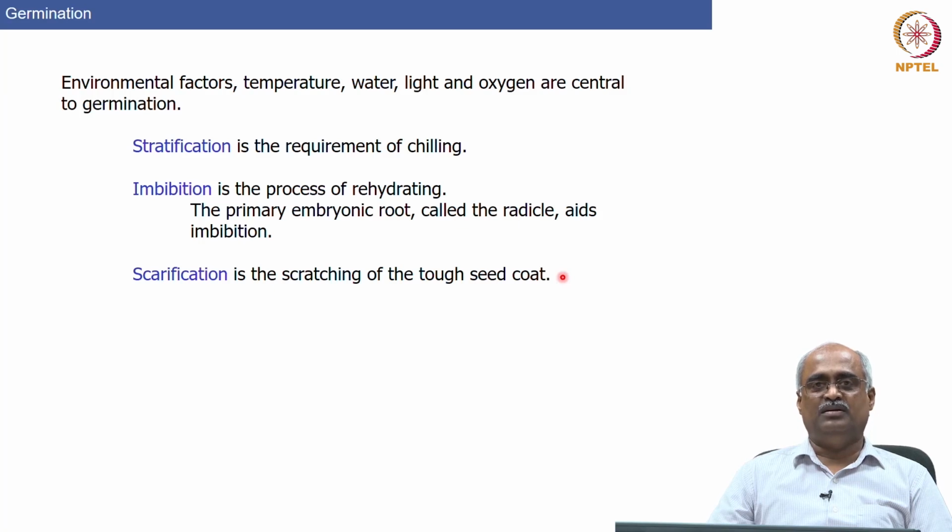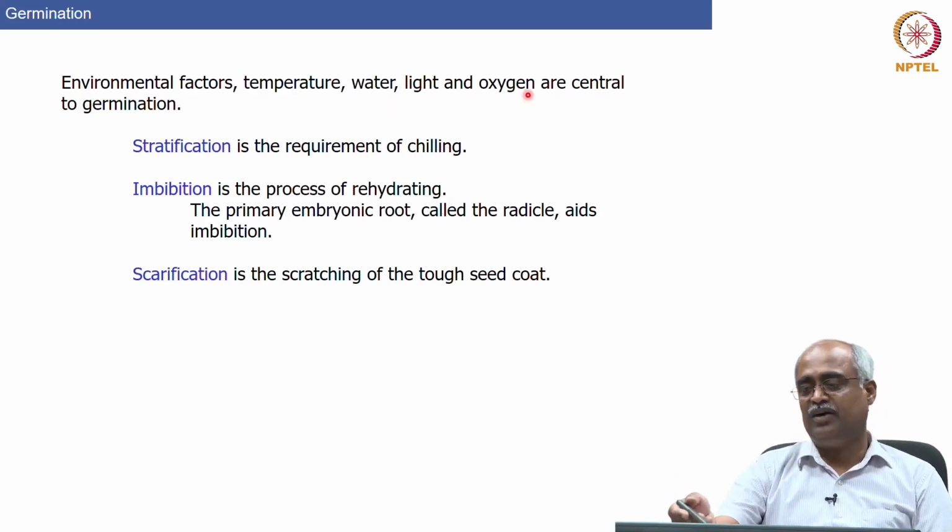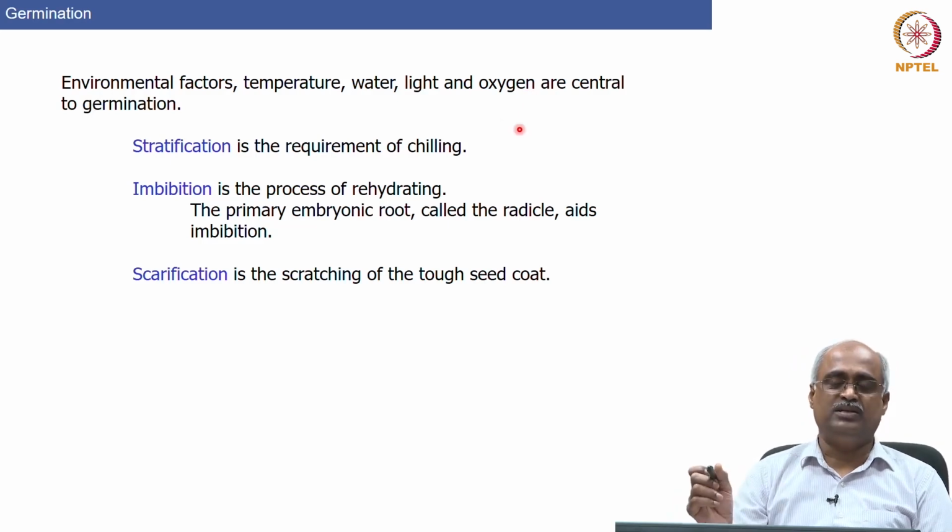The seed cannot germinate and make a successful plant by germinating in the middle of deep winter, if it is in a temperate geographical area where it is frozen during the winter period. So it will be unsuccessful and the seedling that germinates will die. So therefore, the environmental factors such as temperature, water and light, is there sufficient light, is there water availability, and is there enough oxygen, all of them are central to determining germination.